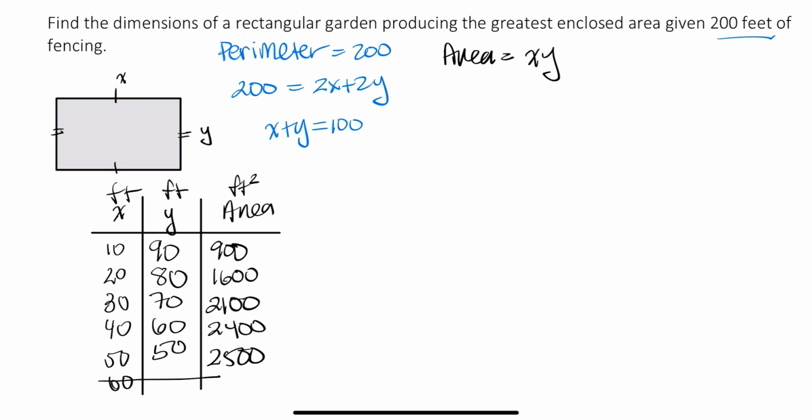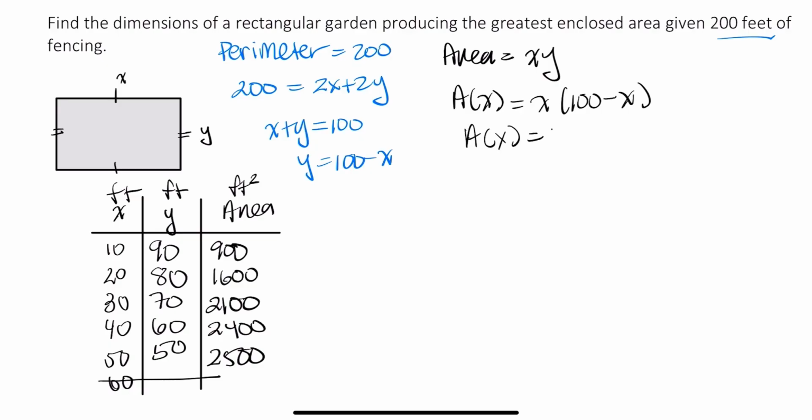And we also know based on this equation that y equals 100 minus x. So I can rewrite this as A of x is equal to x times (100 minus x). So A of x is just this quadratic, 100x minus x squared. And it is downward facing, since our leading coefficient of -1 is less than 0, so we know this quadratic is downward facing.